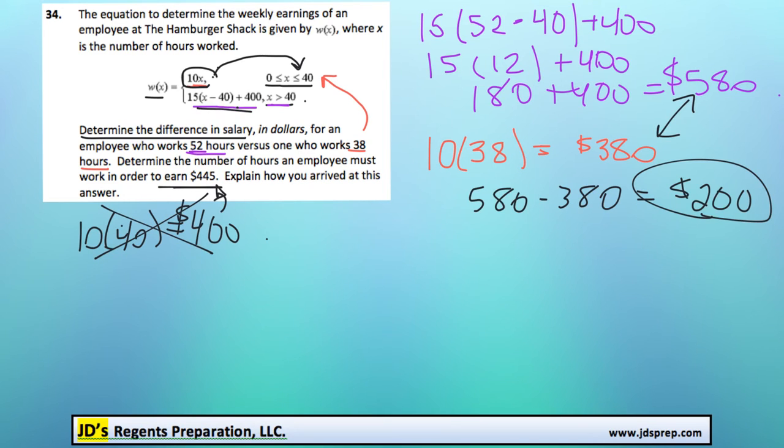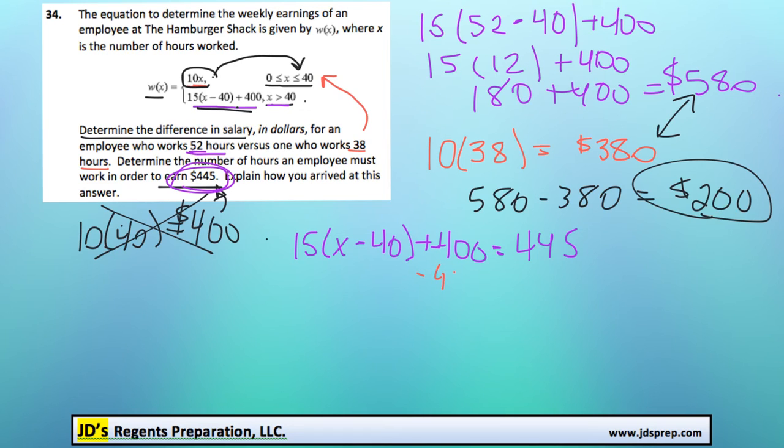So instead we have to use this other one. So let's go ahead and write that out. We'll have 15 times (x minus 40) plus 400. And we're going to set this to be equal to the amount of money that we're trying to get to, 445. And now we're just going to work through and solve this equation.